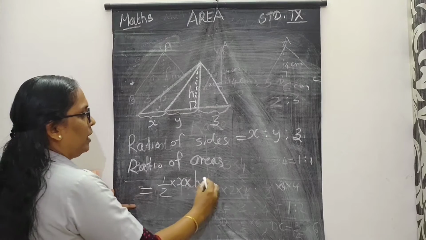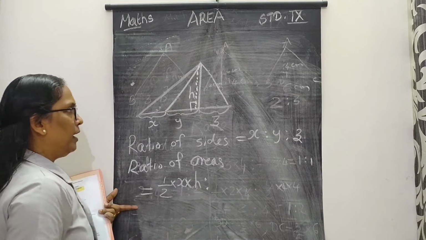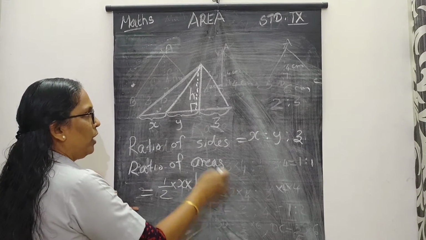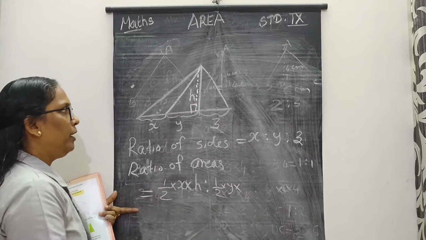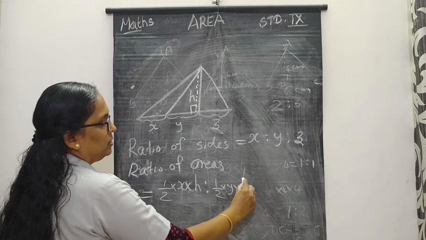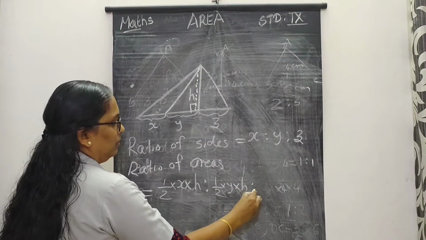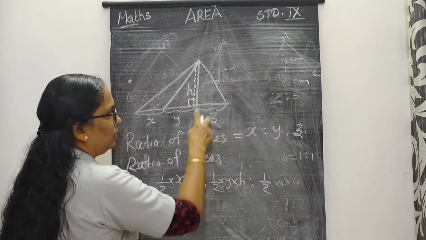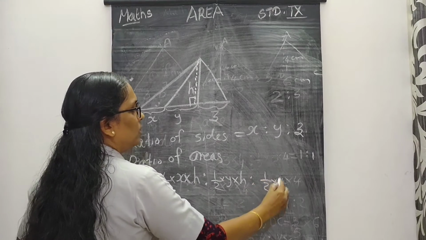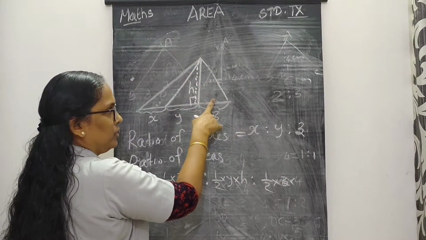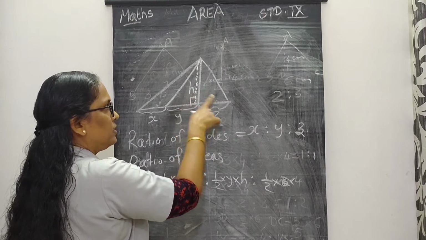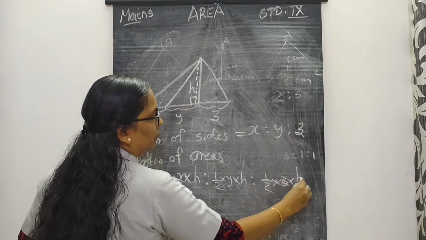That is the first triangle's area. And the second triangle's area is half into base into height. Base is y, into height, you can take it as h. Same height. And the third triangle is half into z into height. The height is the same for this triangle also. So half into z into h.